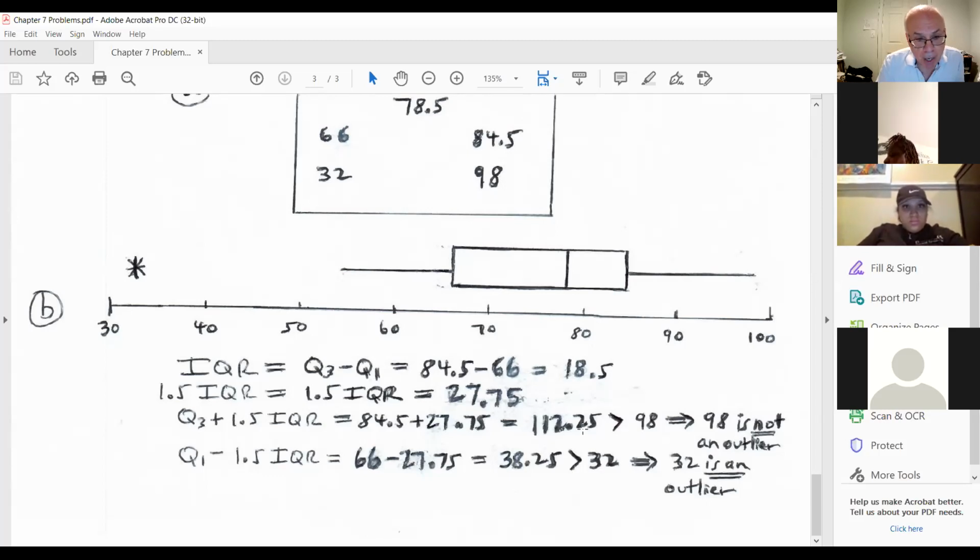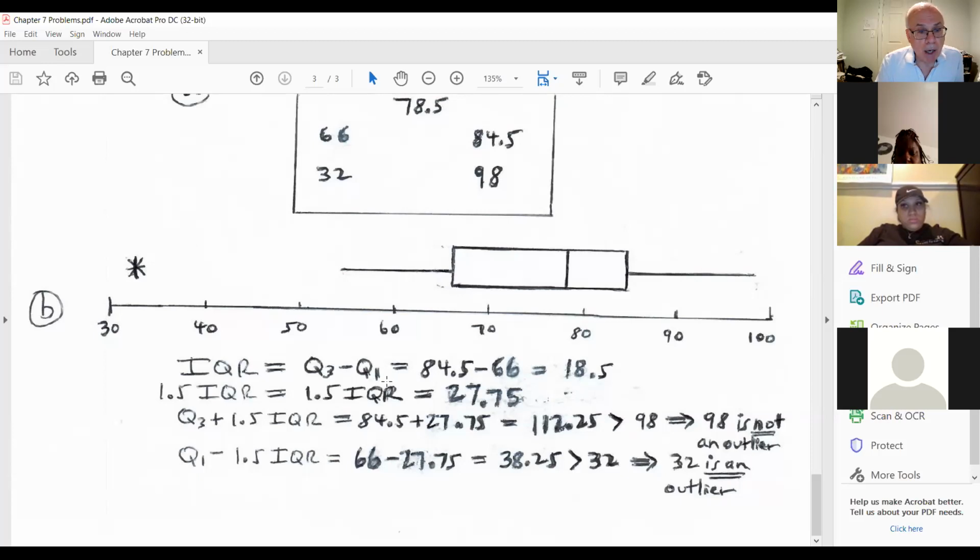The rule states, and it says it in your textbook, that any numbers in your data set that are larger than this 112.25 is an outlier. Well, there are no numbers in your data set that are larger than 112.25 because your biggest number is 98. So therefore, no numbers in the data set are a large outlier. 98 is not an outlier. So if I was going to ask you, is the largest number in the data set an outlier, you would say no, because this 98 is not bigger than 112.25.